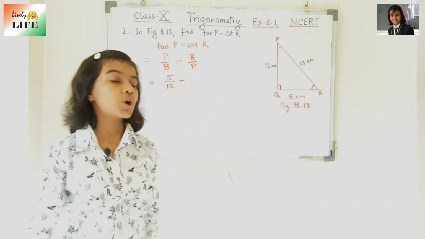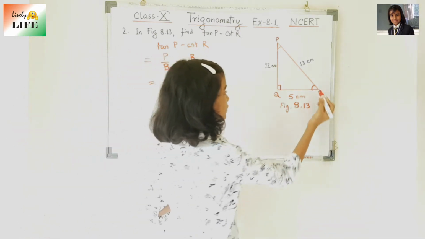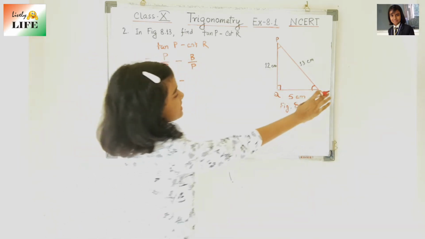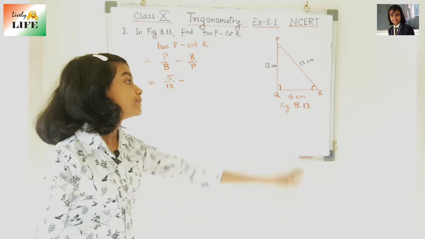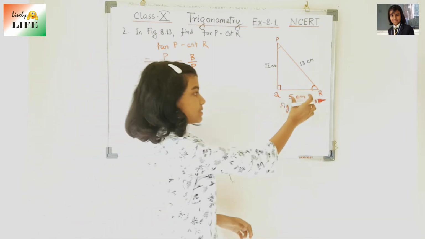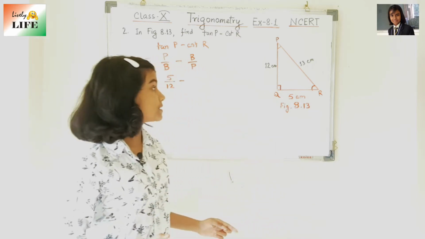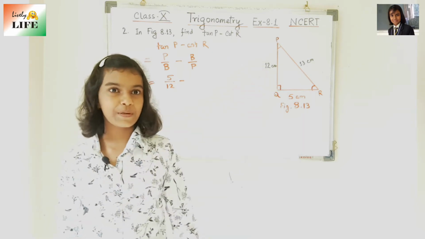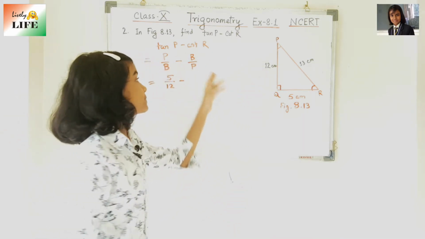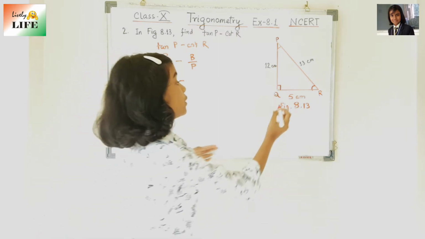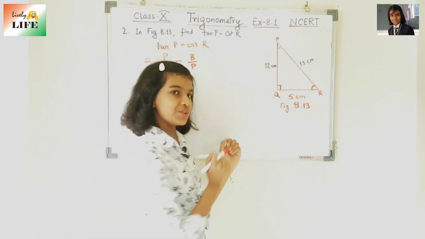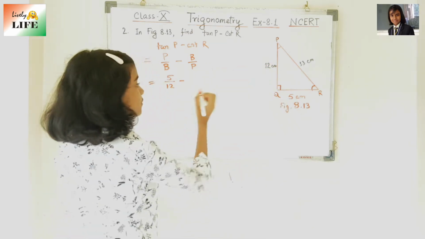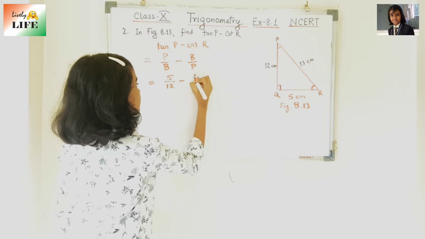Now, let's find out cot R. Now we have to find it in respect to angle R. With respect to angle R, which is the base? QR is the base, so 5 centimeter is the base. And in respect to angle R, which is the perpendicular? 12 is the perpendicular. Now cot R means base by perpendicular. So base is 5 cm and perpendicular is 12 cm. So it will be 5 by 12, right? So cot R is 5 by 12.